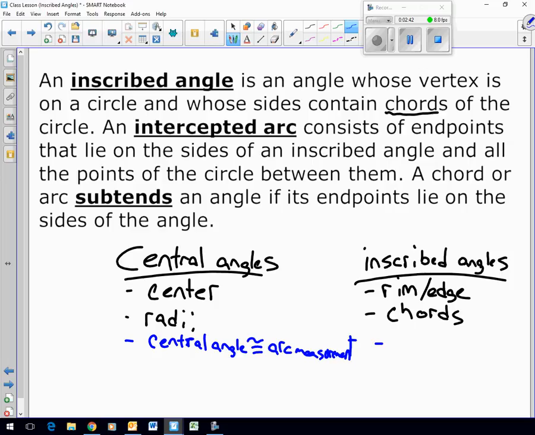Inscribed angles, check it out. Inscribed angles are 1/2 the measure of the arc measurement. And you'll see what I mean when I say that in just a second. An intercepted arc consists of endpoints that lie on the sides of an inscribed angle and all the points of the circle between them. A chord or arc subtends an angle if its endpoints lie on the sides of the angle.